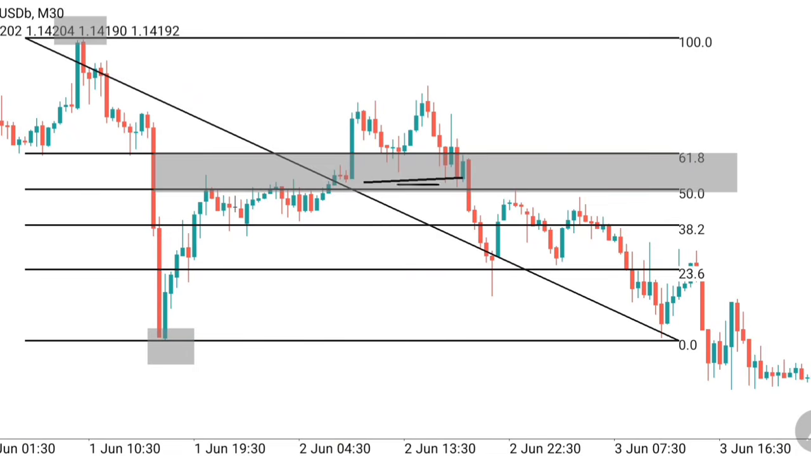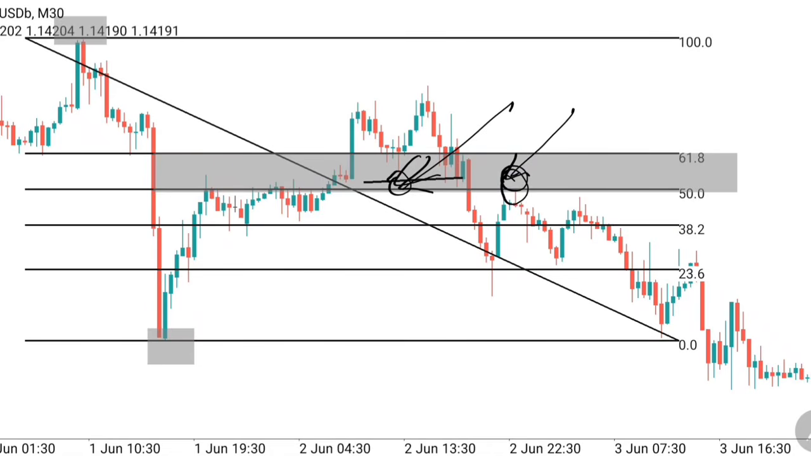You can see that there was a break of structure here after the market had come up to the 50 and 61.8, broke structure to the downside and retraced back to the zone. So this is our entry confirmation. These are entry confirmations: break of structure, and then return to the levels.